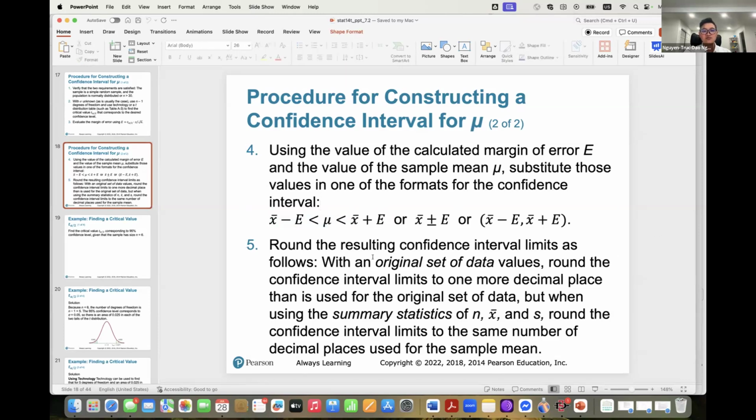And the last step, we round the resulting confidence interval limits as follows. With an original set of data values, we round the confidence interval limits to one more decimal place than is used for the original set of data. But when using summary statistics of n, x bar, and s, we round the confidence interval limits to the same number of decimal places used for the sample mean. So these are like two rounding rules that we have seen earlier, right?